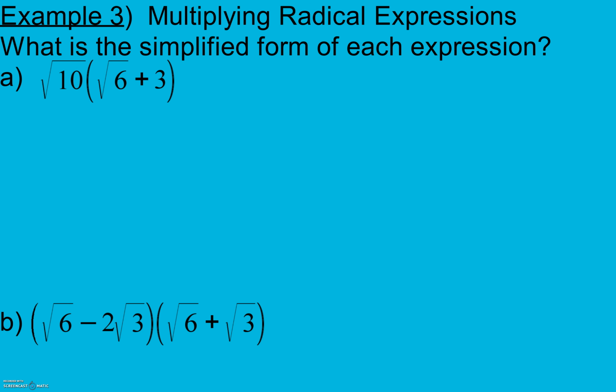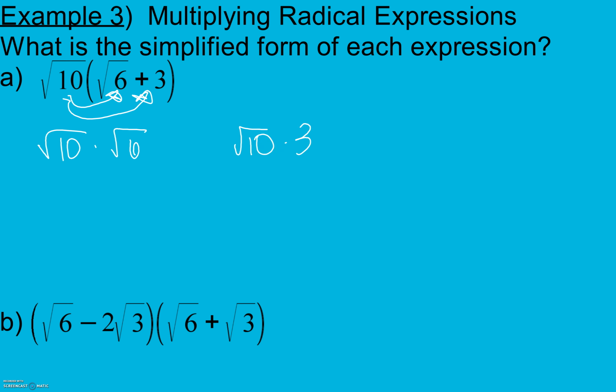In example 3, we are multiplying radical expressions, finding the simplified form of each expression. So here we have a radical outside of our parentheses with a radical expression inside. So just like we would with variable expressions, we are going to distribute that in. I'm going to take the square root of 10 times the square root of 6, and then I'm going to take the square root of 10 times 3. And keep in mind that 3 is a whole number, so it doesn't go inside with our radical.